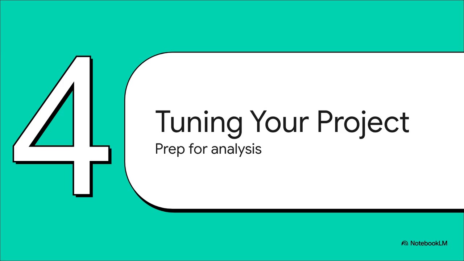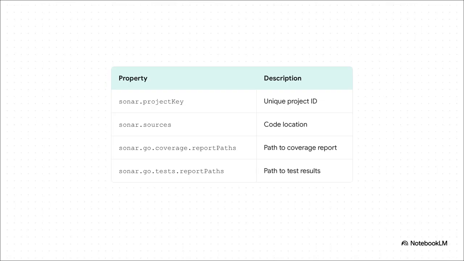All right, our tools are all set up and ready to go. Now it's time to prep the patient, our Go project. We just need to give SonarQube a little bit of information about our code before we can let it do its magic. To do that, we're going to create a simple configuration file in our project, usually called sonar-project.properties. This file tells the scanner everything it needs to know. You'll give it a unique project key, tell it where your sources are, and this is super important for Go: you have to point it to your test coverage and test result reports.